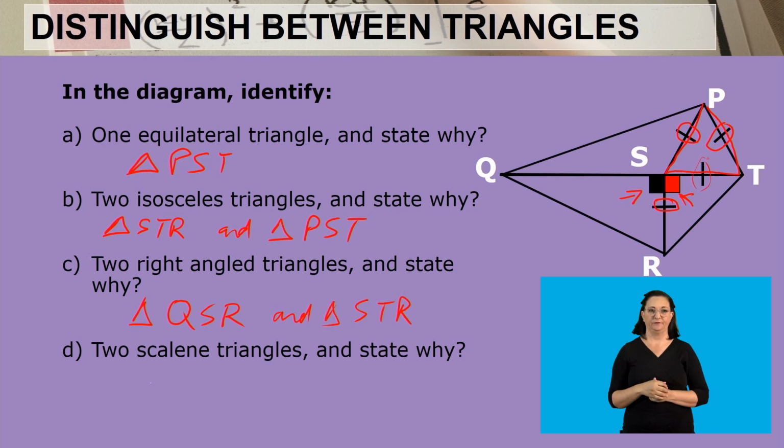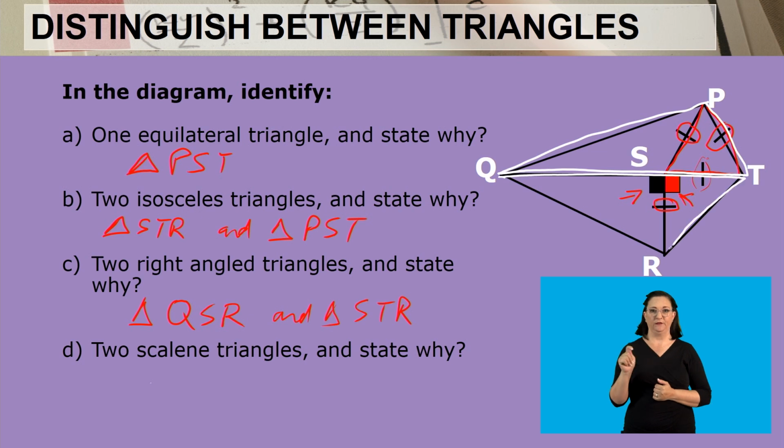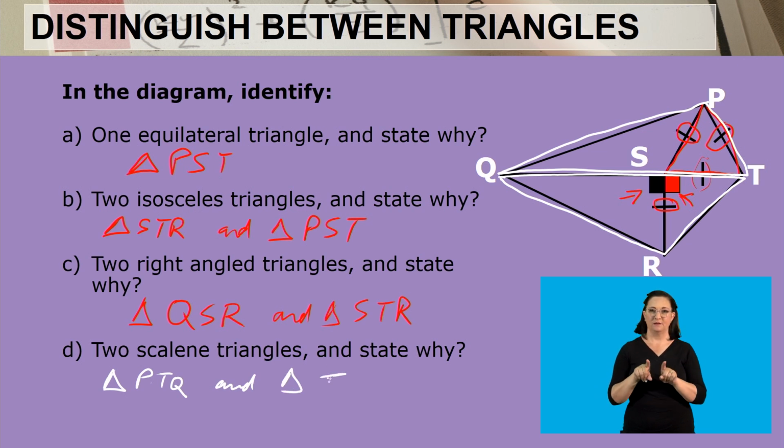In question D, we are to identify two scalene triangles and state why. Let's look at the diagram. You would see that PTQ is a scalene triangle. All the sides are unequal. And you look at, again, QTR, that is again another scalene triangle, and the sides are unequal. So it would be triangle PTQ and triangle TRQ. Those are the two triangles that are there.